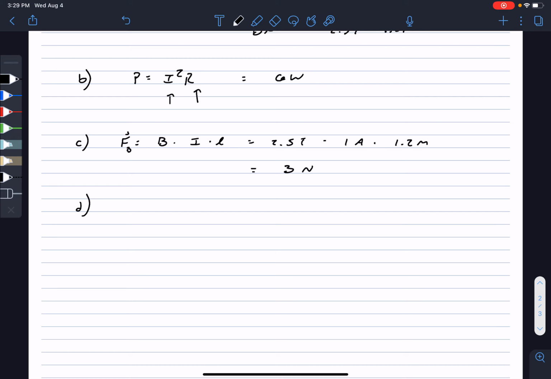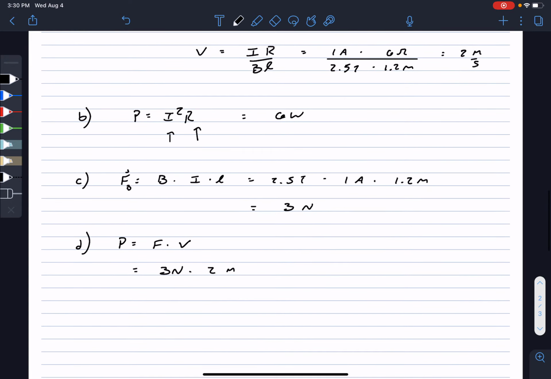Then we're asked to find the instantaneous power from the force on the bar, right? Instantaneous power is force times the distance. Sorry, that's wrong. It's force times the velocity. This is an identity from basic mechanics. So we have 3 newtons times the velocity, which was 2 meters per second. And that gives us a value of 6 watts.